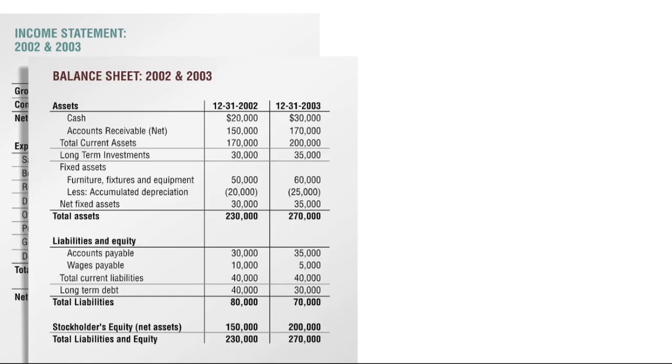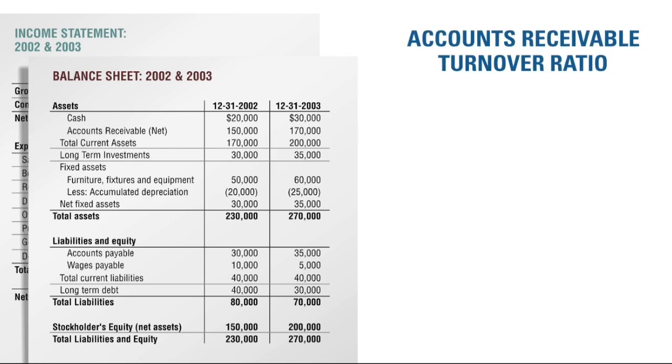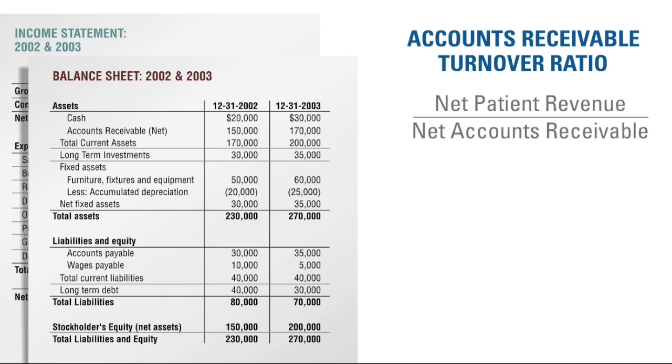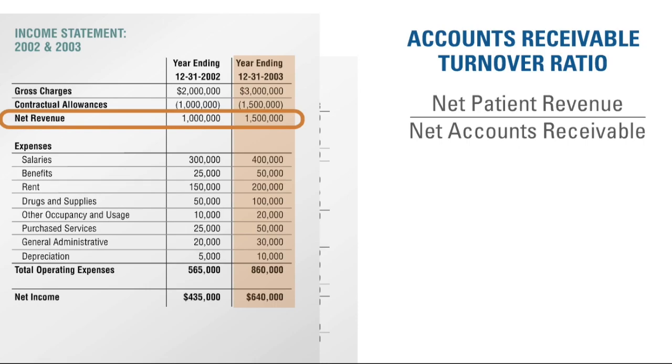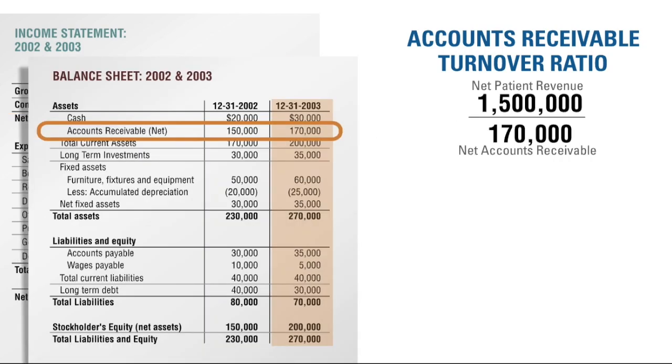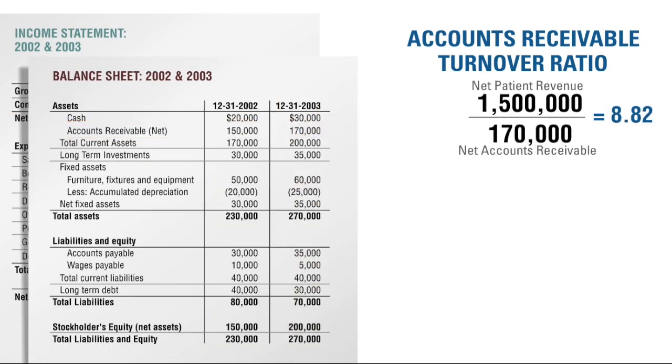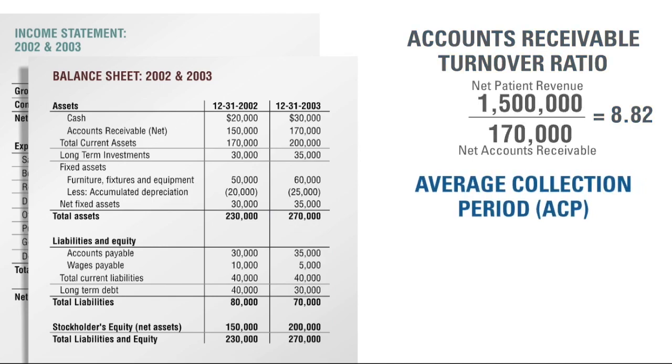Turnover ratios use data from both the balance sheet and the income statement to assess efficiency in the use of the practice's assets. One of the most widely used turnover ratios is the accounts receivable turnover ratio, which calculates the average collection period. Accounts receivable turnover equals net patient revenue divided by net accounts receivable. For example, in 2003, the accounts receivable turnover ratio was $1,500,000 divided by $170,000 equals 8.82. The next step is to determine the average collection period, or the length of time it takes on average for the practice to collect money that it's owed.